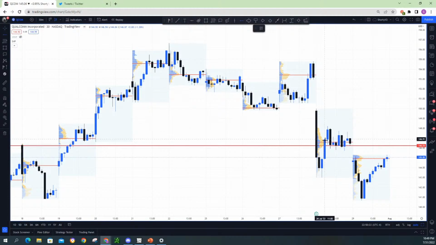And it has a VPOC right here at 146.61. So retest long on that.